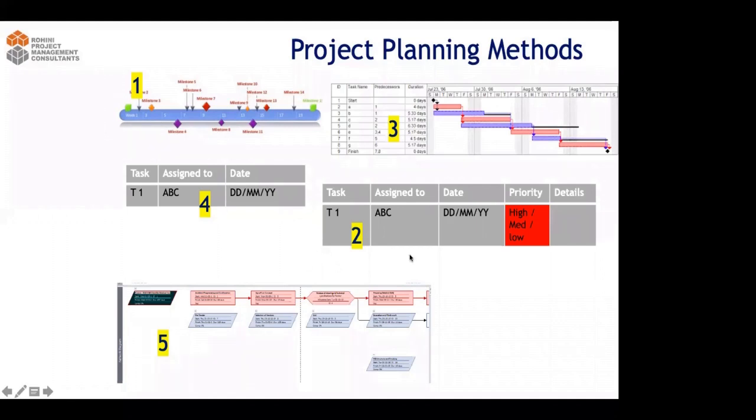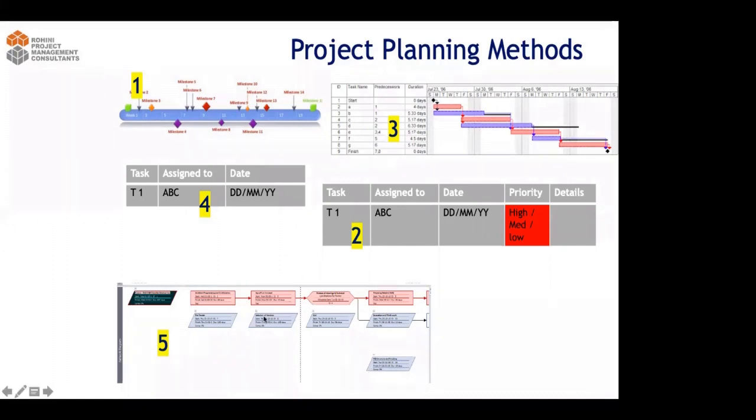I'll go with this second one. 4 and 2 is actually a 2D and a 3D task list. Now 2D is nothing but just a task and assigned to, right? So 3D will again have a priority in it, how it will be done. So planning methods are different. These are all display techniques where you will understand more and get more into planning. You can analyze this also.